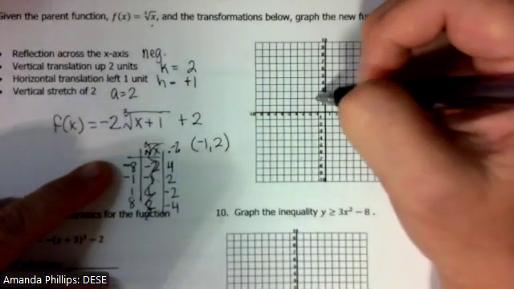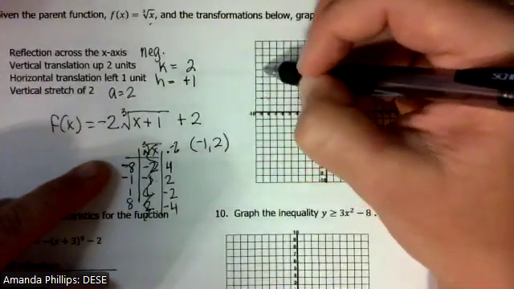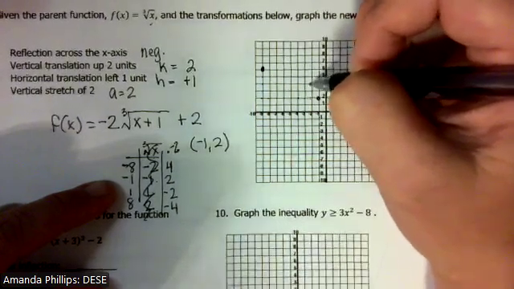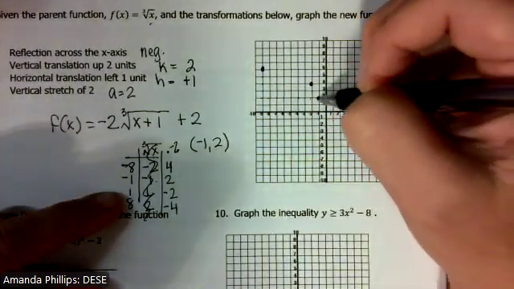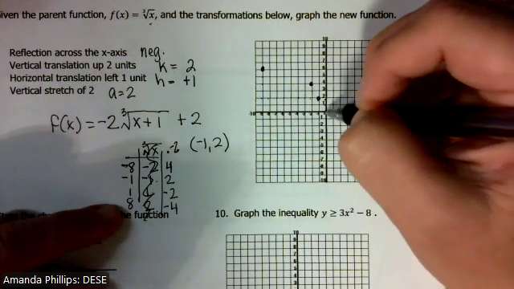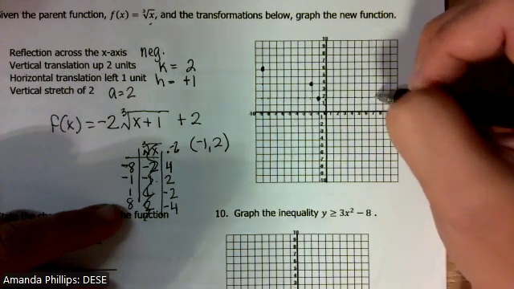So I'm going to go back 8 and up 4. Negative 1 and 2. 1 and negative 2. And 8 and down 4.